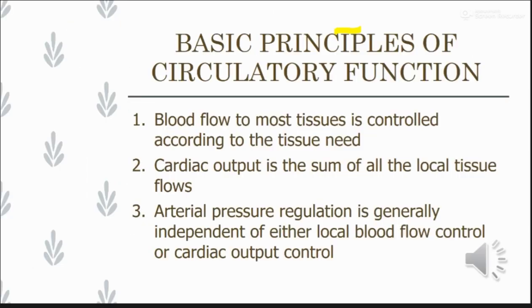Okay. So let's go to the basic principles of circulatory function. We will be discussing many laws and principles. These are the main principles. Blood flow to most tissues is controlled according to the tissue need. For example, when the tissue is active, when you are exercising the legs, the muscles in there need an increased supply of nutrients, right? And therefore, they need increased blood flow than when you are just lying down on the couch.